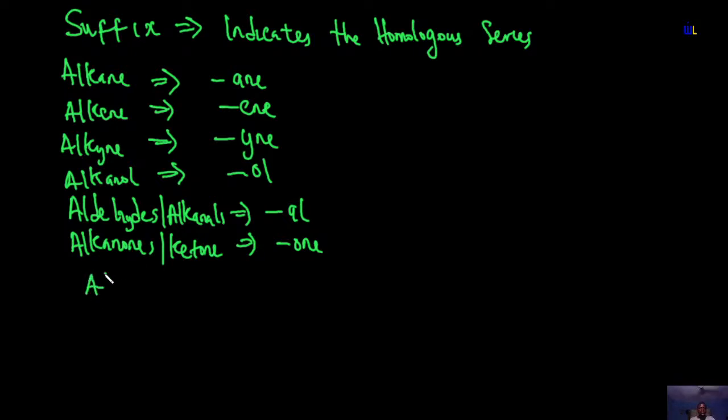Then my alkanoic acids, or your carboxylic acids, are represented by the suffix oic. So if you see C double bond OH, the implication is that it is an alkanoic acid, which means the last part of the name should end with oic. Then we go to the next one. I'm just putting down the major ones we need to know. Amine: if it is an amine, it should end with amine.